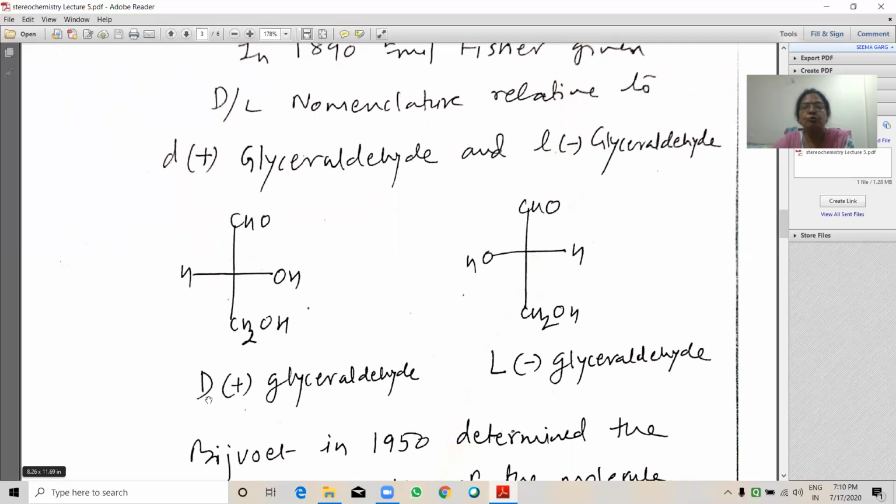So according to Fischer's capital D and capital L nomenclature, this hydroxy group on the horizontal line is at the right hand side, so it will be capital D glyceraldehyde. This hydroxy group, which has higher priority than H, is on the left hand side, so it is capital L glyceraldehyde.